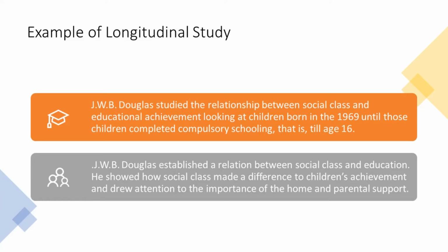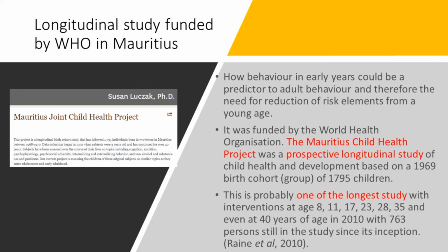He found that one of the factors leading children to proceed to study beyond the age of 16 was parental interest. Douglas also established a relationship between social class and education and showed how social class made a difference to children's achievement. He also drew attention to the importance of the home and parental support in the education of the child.